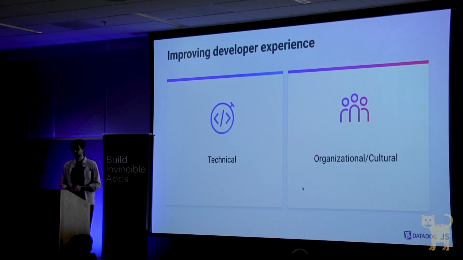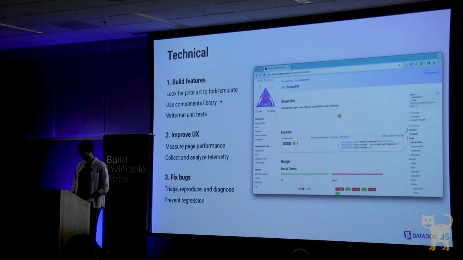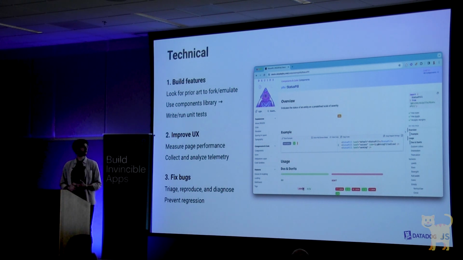So we can think about opportunities for improving developer experience along 2 lines, technical and organizational or cultural. On the technical side, let's think about what front-end developers do all day. First, we build features. And when we're starting to build a new feature, we might look around for some prior art to fork or emulate.